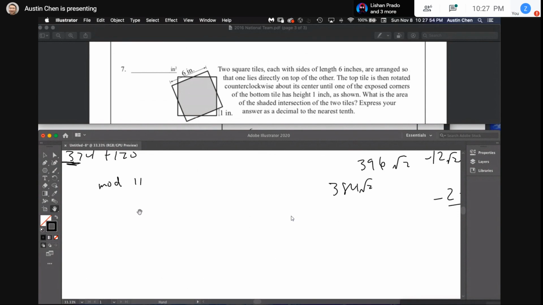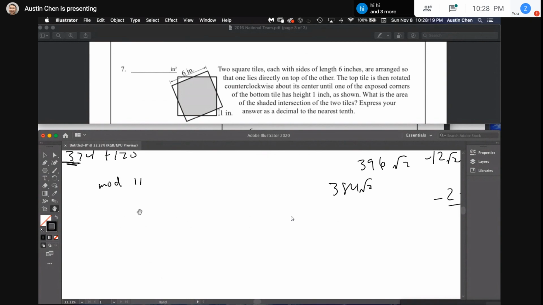Two square tiles, each with sides of length 6 inches, are arranged so that one lies directly on top of the other. The top tile is then rotated counterclockwise about its center until one of the exposed corners of the bottom tile has height 1 inch as shown. What is the area of the shaded intersection of the two tiles? Express your answer as a decimal to the nearest tenth.